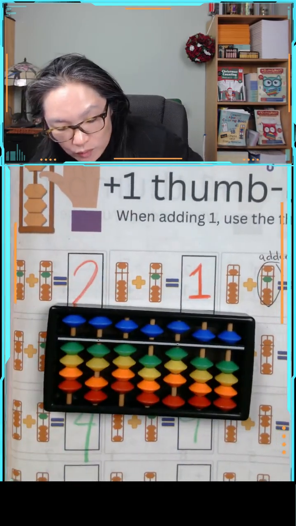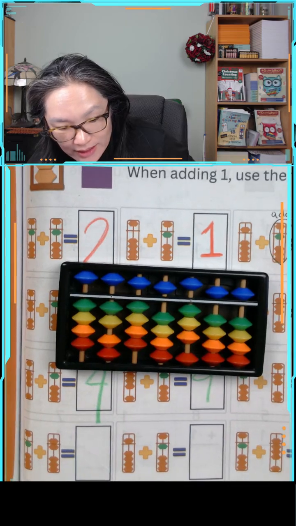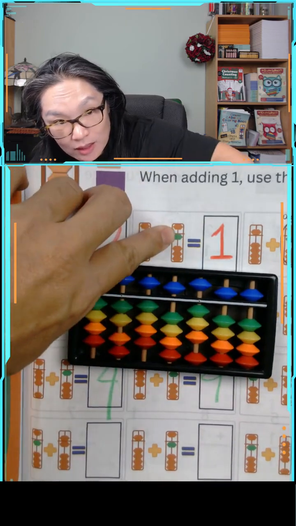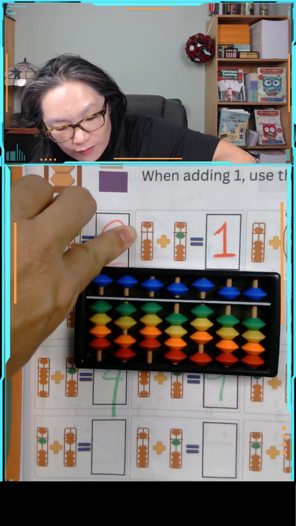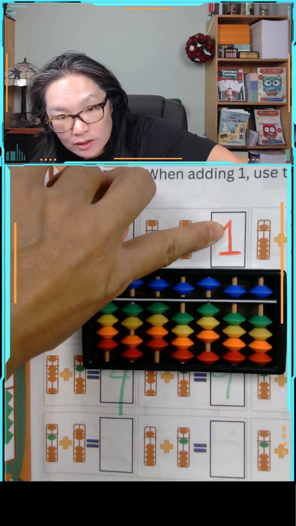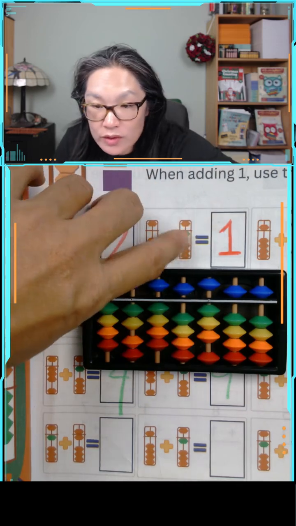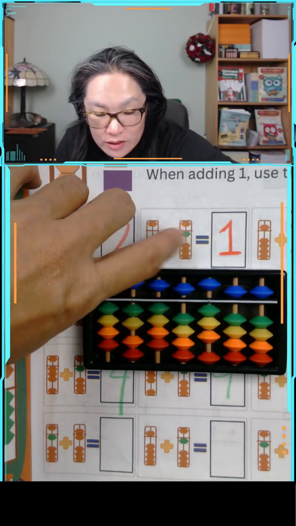In abacus world, we need to look at the second number. Mainstream, you look at the first number or you look at the result. You don't need to do that. In abacus world, we need to look at the middle. We need to look at the second number.